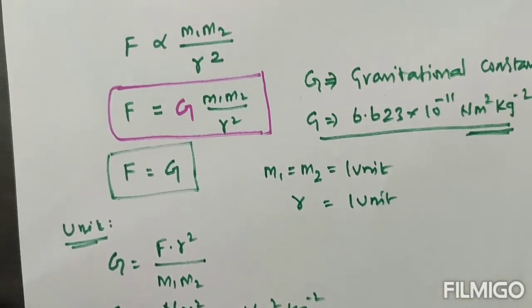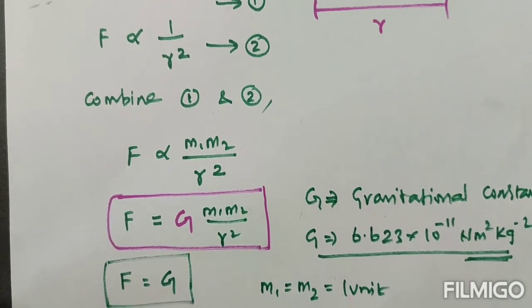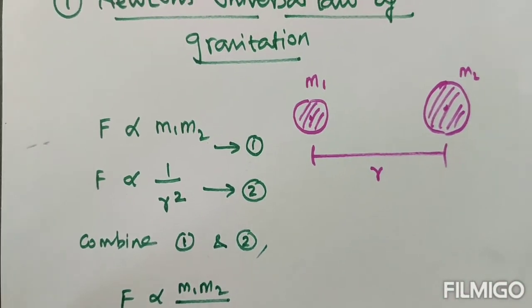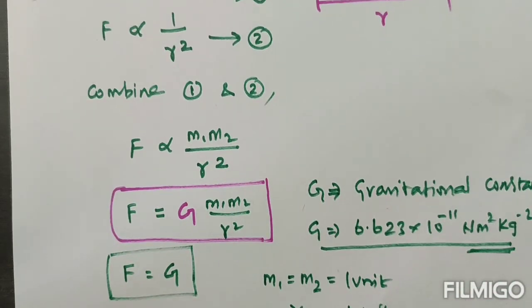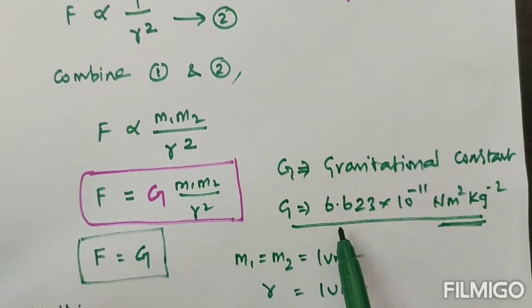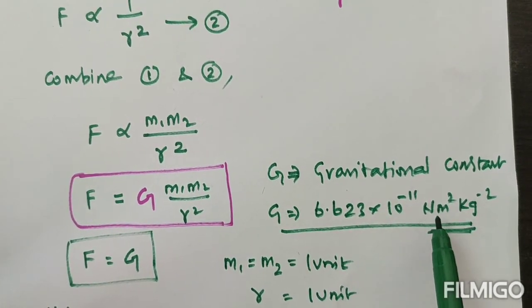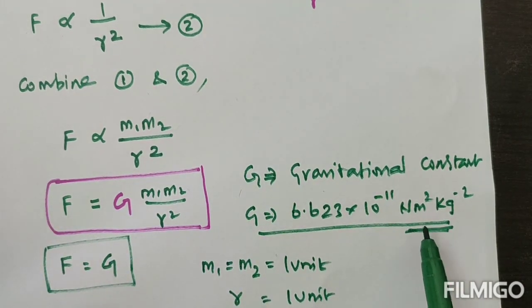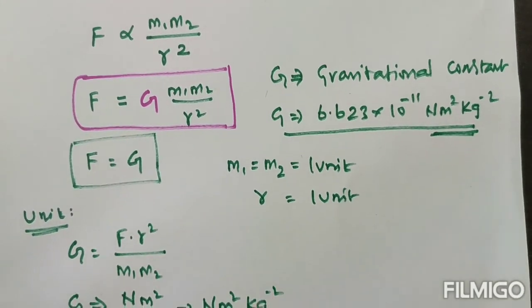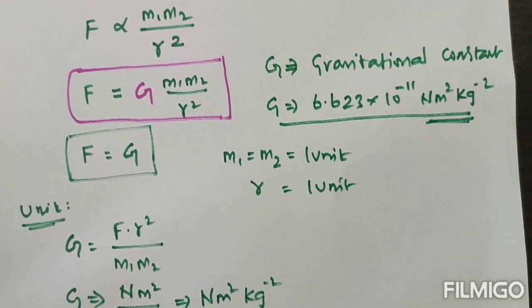So this is a very simple derivation. I hope you understand. First statement: the force of attraction between two objects in this universe is directly proportional to the product of their masses and inversely proportional to the square of the distance. After the derivation, we get F is equal to G into m1 m2 divided by r square. This G value is 6.623 into 10 power minus 11 Newton meter square per kilogram square, found by Cavendish. And this unit is Newton meter square per kilogram square.